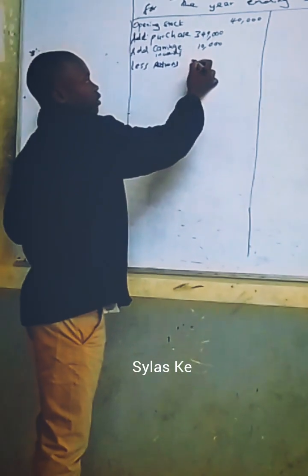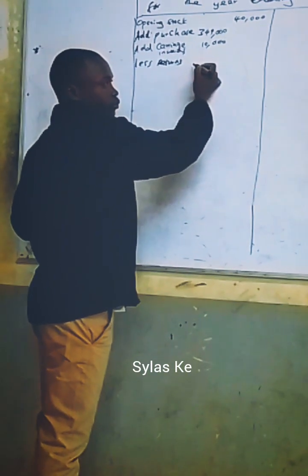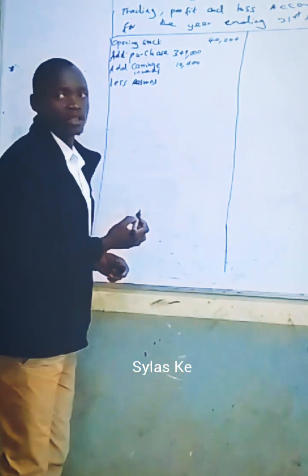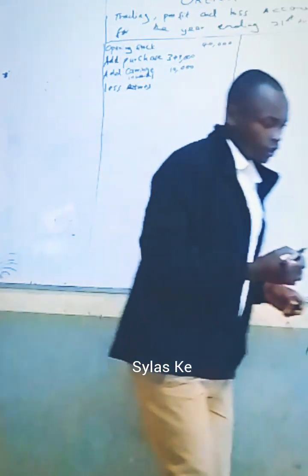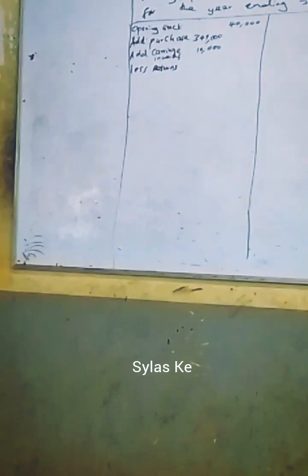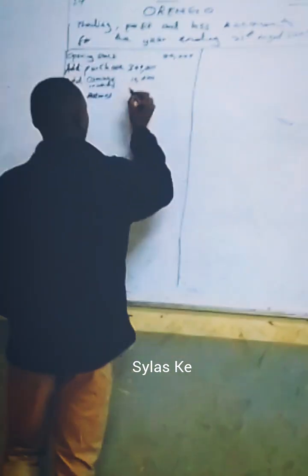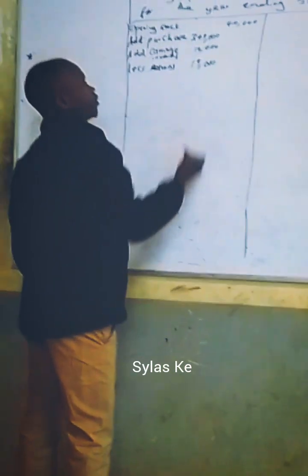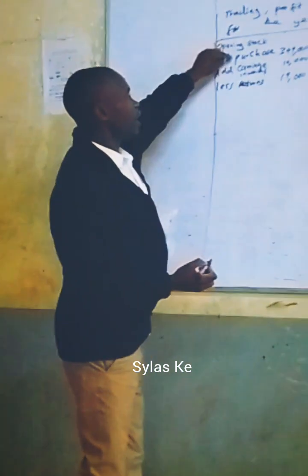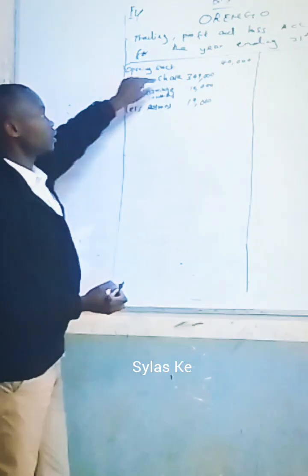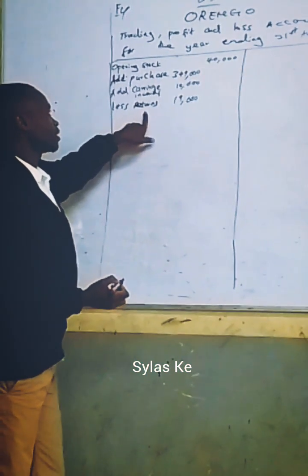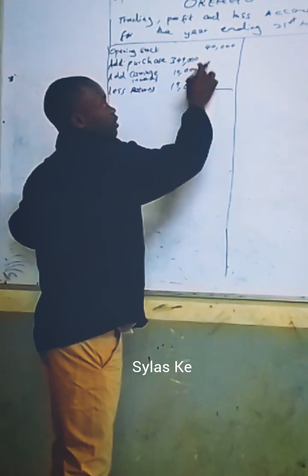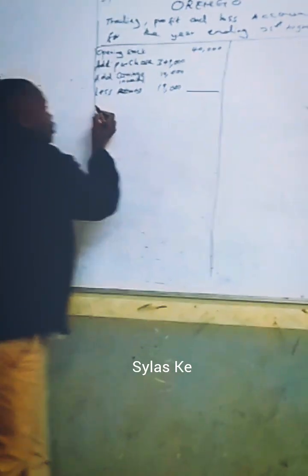How much? Returns out on the credit side, 19,000. So when we add additional purchases with carriage inwards and less returns out, we get the net purchases altogether. That net purchases, we add to the opening stock to get goods available for sale.